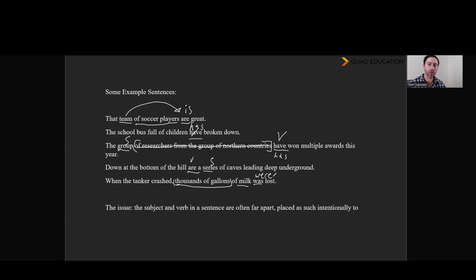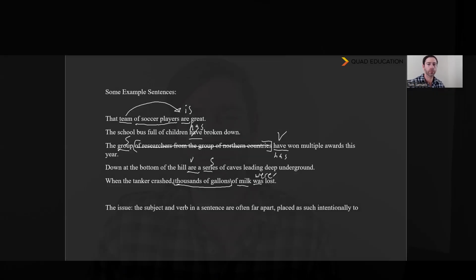And so the issue here generally is that we have a subject and a verb in a sentence that are often far apart and placed so intentionally as to confuse what the subject is. The way that you want to dial in on these subject-verb agreement questions is that it will be just a single verb underlined in the sentence that you're correcting. So when you see that, be on your toes for whether or not it's a subject-verb agreement question.